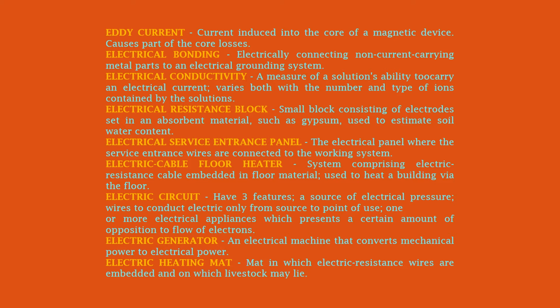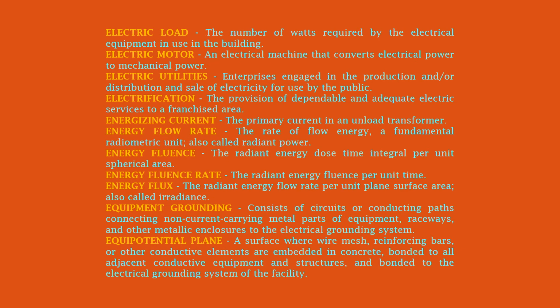Electric generator. An electrical machine that converts mechanical power to electrical power. Electric heating mat. Mat in which electric resistance wires are embedded and on which livestock may lie. Electric load. The number of watts required by the electrical equipment in use in the building. Electric motor. An electrical machine that converts electrical power to mechanical power.